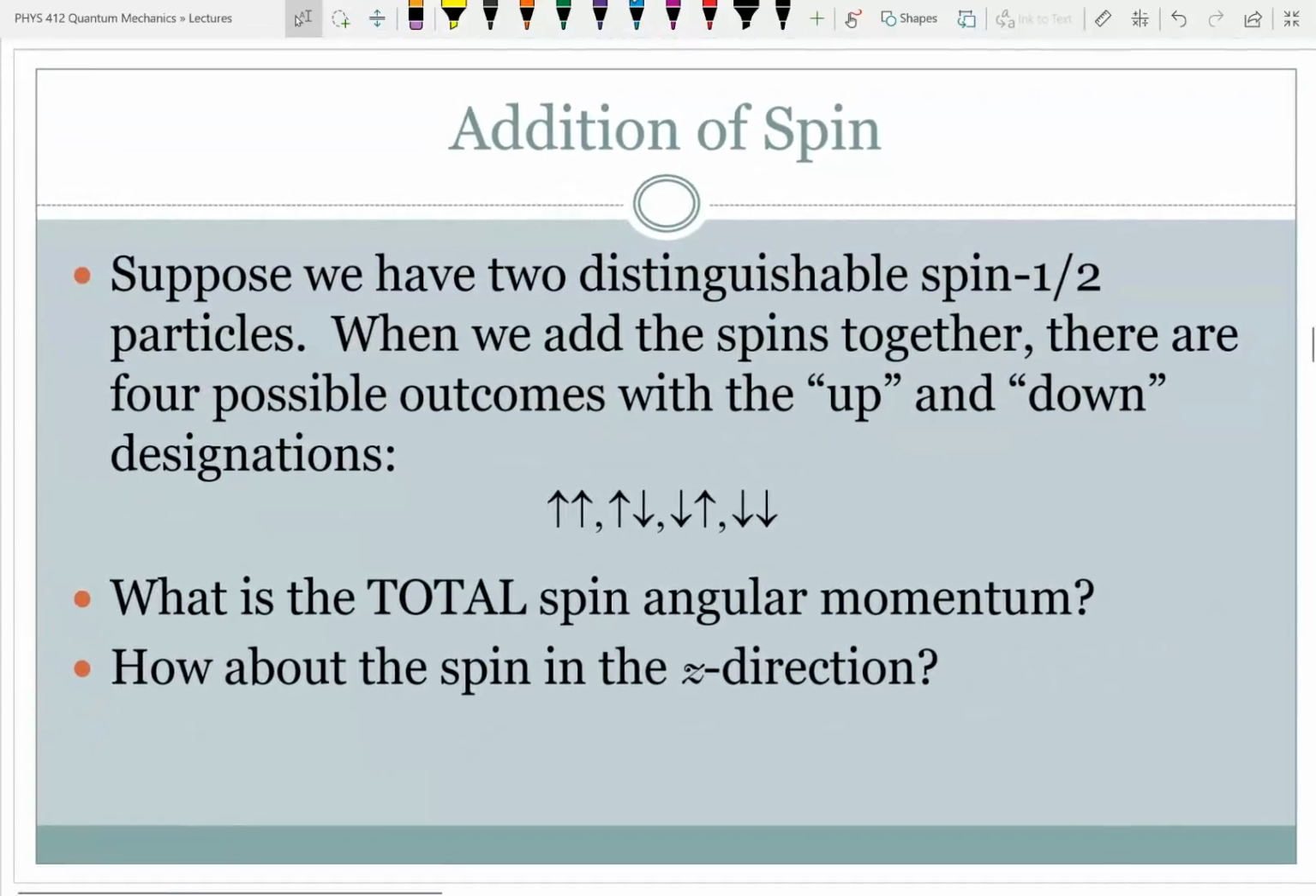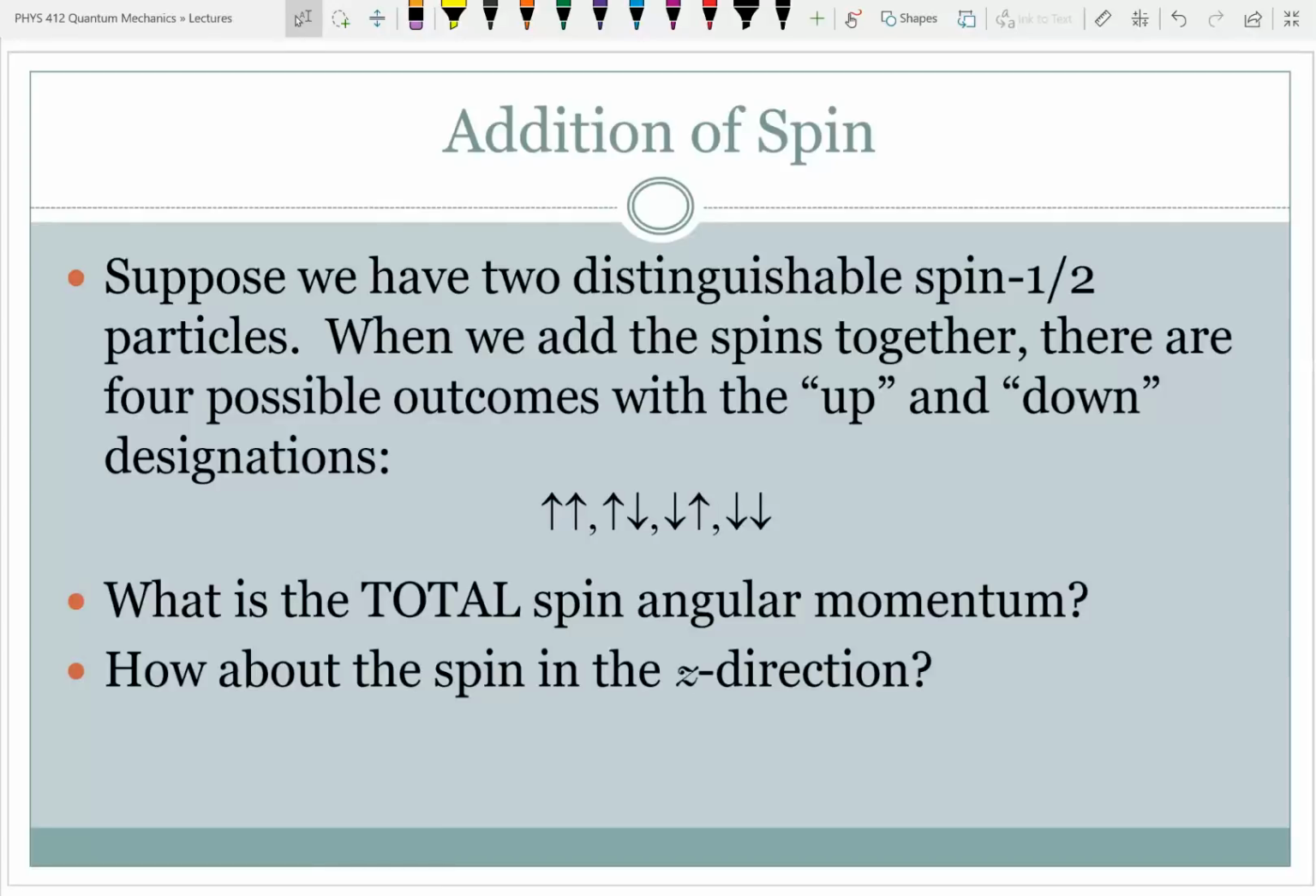Spin addition. When I have two electrons, once again, we're not talking about the hydrogen atom, because the hydrogen atom has one electron if it's neutral. If I have two electrons and I combine them, there are four logical ways the electron spins could combine. You could have them both up, the first one up and the second one down, the second one up and the first one down, or both of them down. There are only four fundamental ways that the spins could be combined.